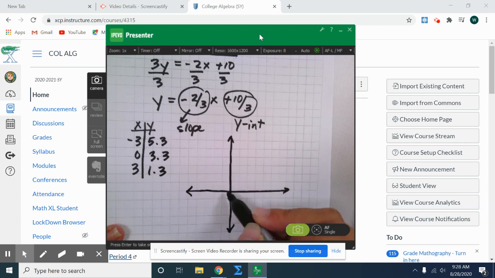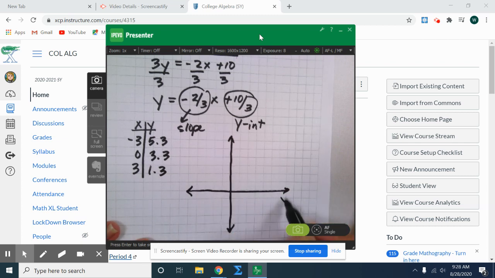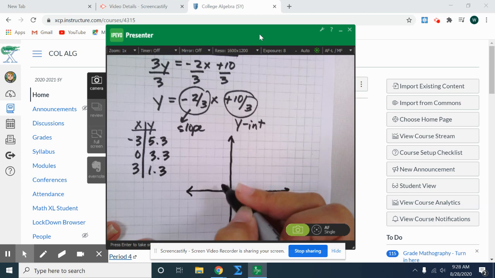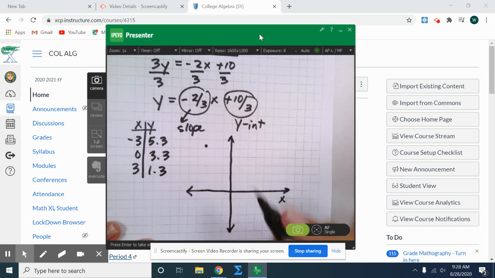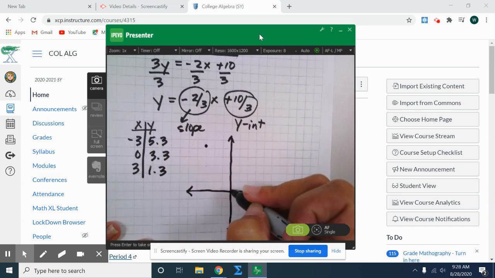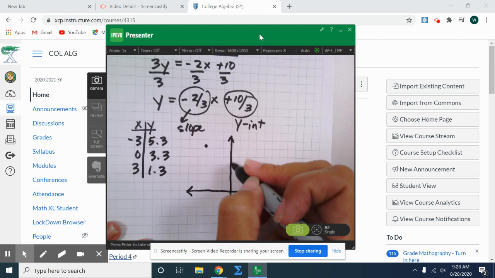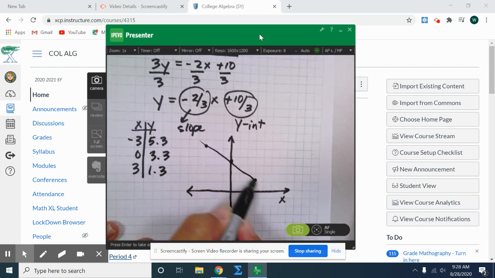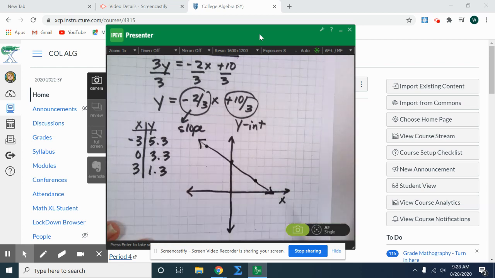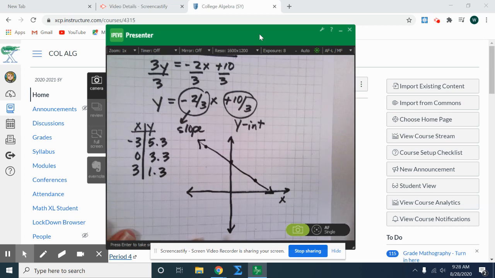So go over -3 on your x-axis and up a little bit past 5. Then 0 and 3.3, so a little bit up past 3. And 3 and 1.3, so a little bit up past 1. Then connect through there with the straightest line you can. Put arrows in both directions. So there would be a graph of the line.